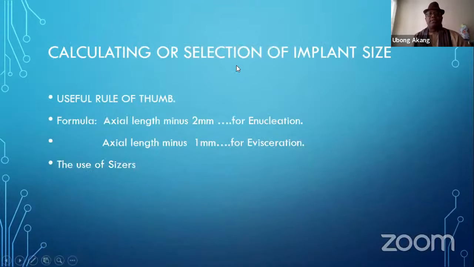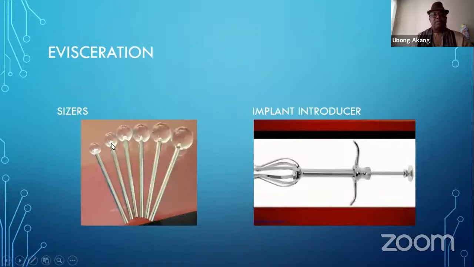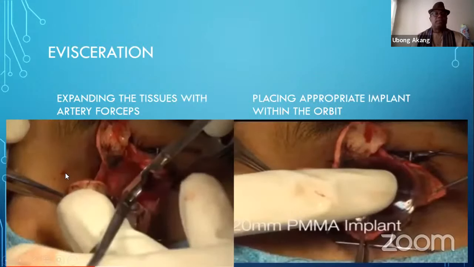So calculating or selection of implant size using the rule of thumb: axial length minus 2 for enucleation, axial length minus 1 for evisceration. You can use sizers if you don't want to use this method. And I have a few sizers with me. This is size 12, 14, 16, 18, 20, 22. And then you can use an implant introducer so that you won't really disturb your assistant. All you need to do is put the mouth of this basket-like implant introducer, and you just push it, and it will deliver the implant into your scleral cavity. And so this is it.